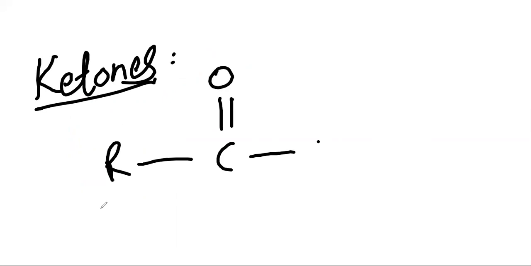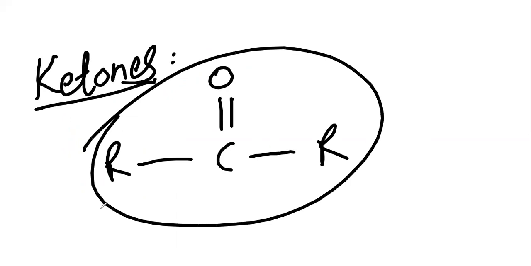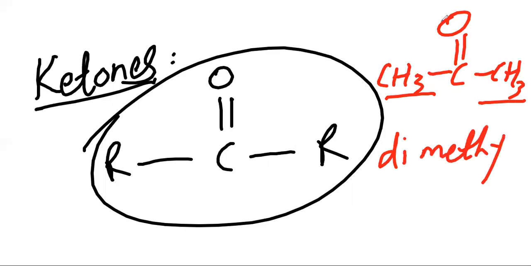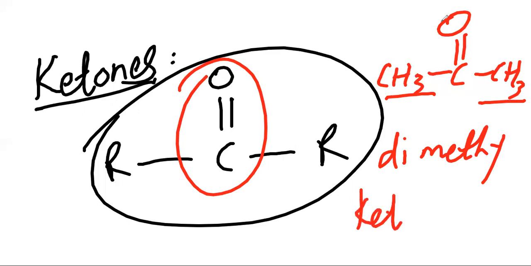Ketones. General formula: C double bond O with R and R. CH3, C double bond O, CH3. Okay, this is called dimethyl ketone. The functional group is ketone. Dimethyl ketone is also known as acetone.